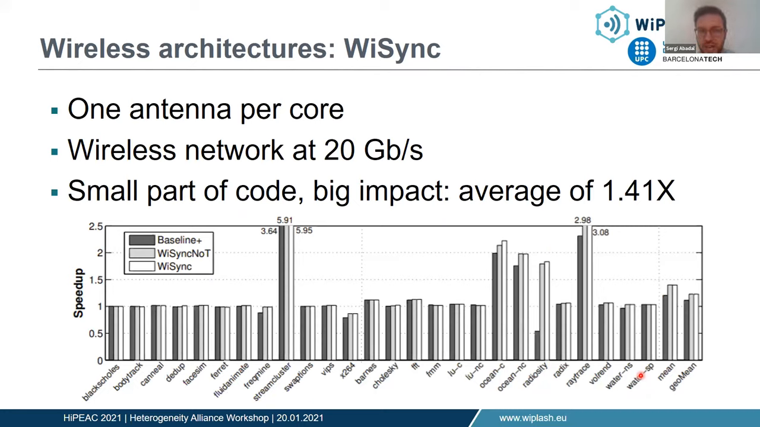And by just enabling one antenna per core at 20 gigabits per second, we had speedups of up to 6x, and on average 1.41x. So pretty decent speedup for just 20 gigabits per second of wireless.